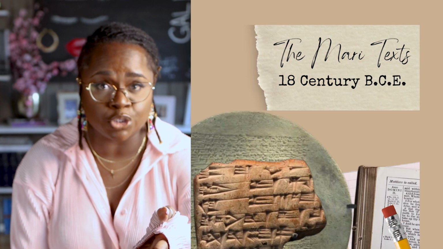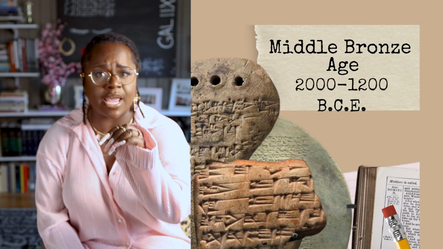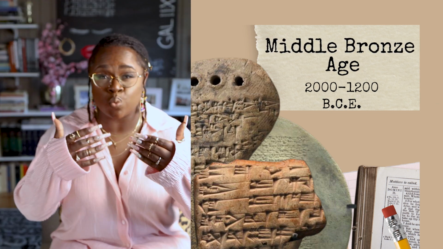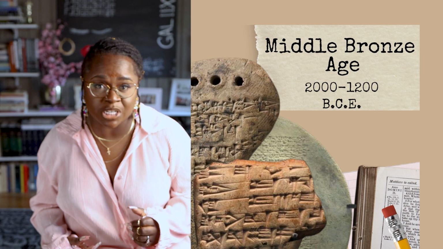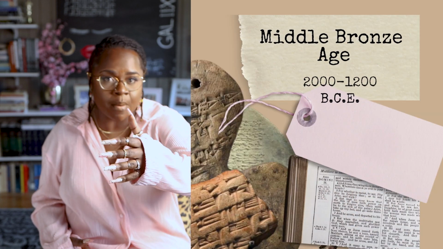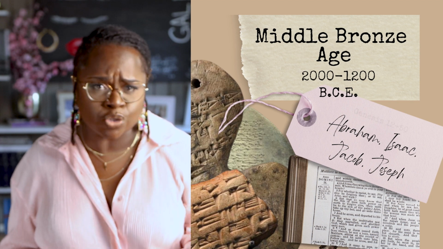You see, the dating for the Mari text, that is the 18th century BCE, puts them in a period that we call the Middle Bronze Age. And the Middle Bronze Age is where a lot of archaeologists like to place the events of the patriarchs in Genesis. That's the events of Abraham and Isaac and Jacob and Joseph. Basically Genesis 12 through 50.